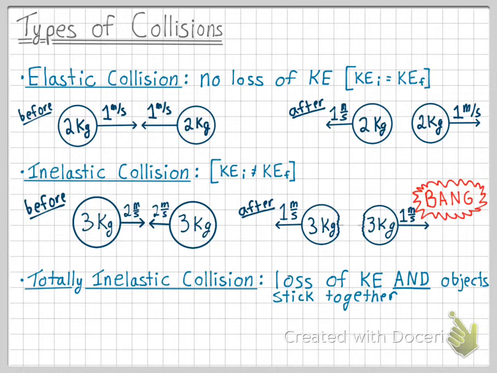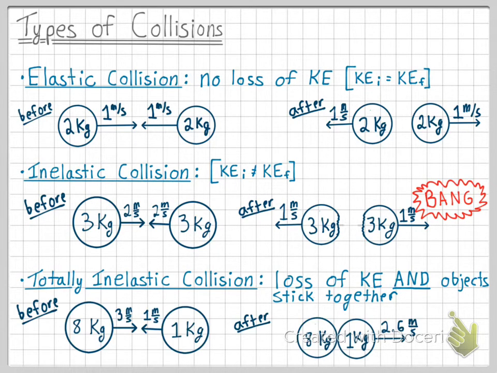The last kind of collision is a totally inelastic collision, and yes, this is a formal physics term. This kind of collision occurs when there is a loss of kinetic energy and the objects stick together, much like this example, or when two football players tackle one another.